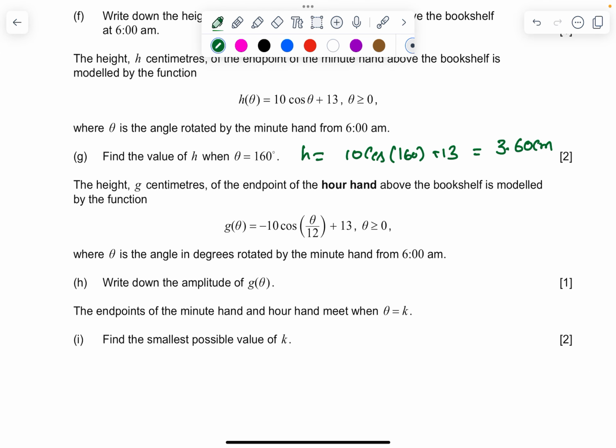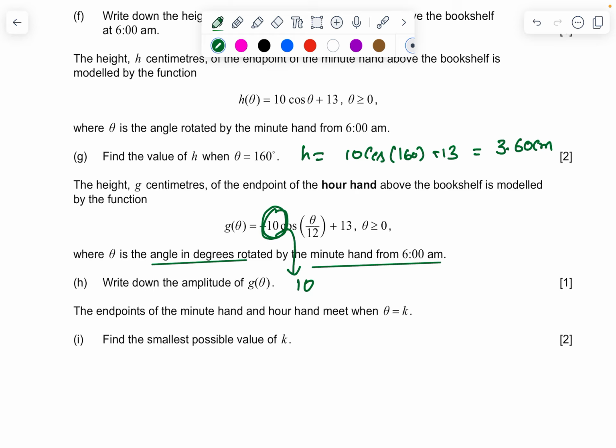The height g centimeters of the endpoint of the hour hand above the bookshelf is modeled by this function, where theta is the angle in degrees rotated by minutes from 6 a.m. Find the amplitude of g of theta. So always this number is going to be the amplitude. Simple. The coefficient of cos theta is going to be the amplitude. So the amplitude is 10.